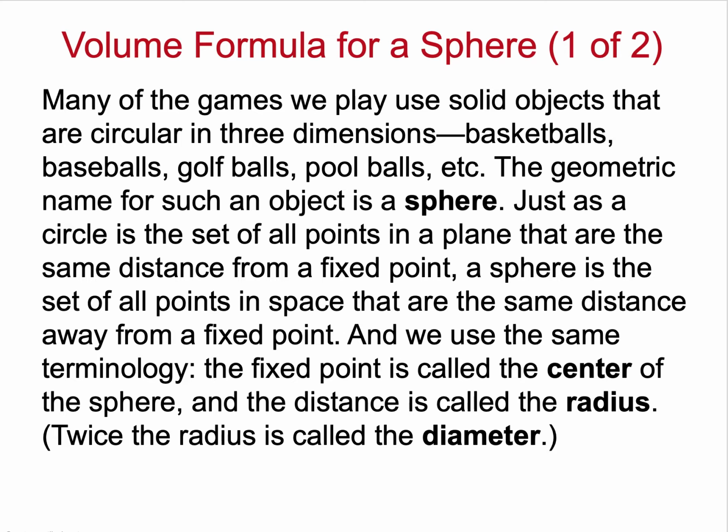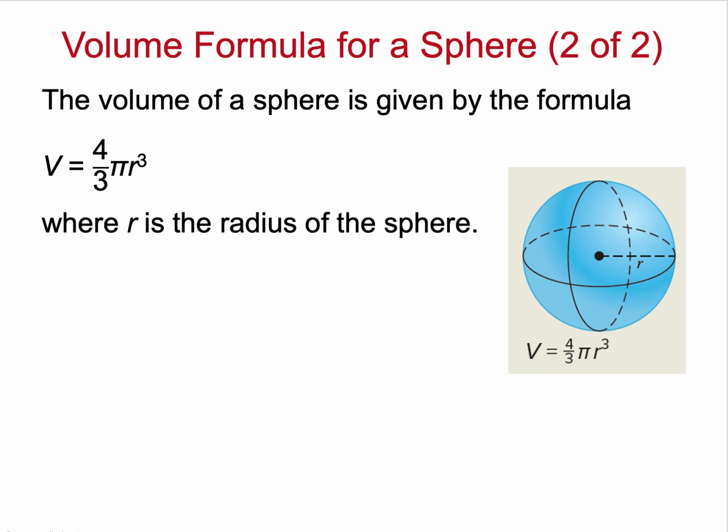So in a sphere, there is still a center. So if you think about if you were to stick a pin into a basketball, you could actually get to the center of that basketball. And so even though it's not a circle, a sphere still has a radius measurement. And so the volume of a sphere is 4/3 pi r cubed.